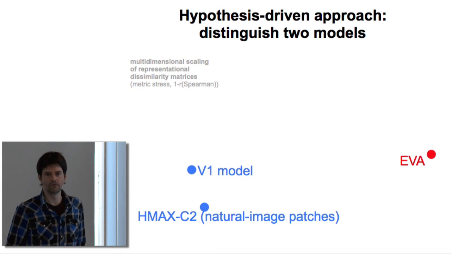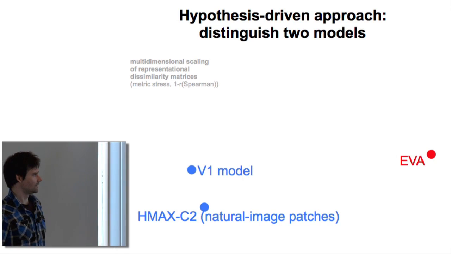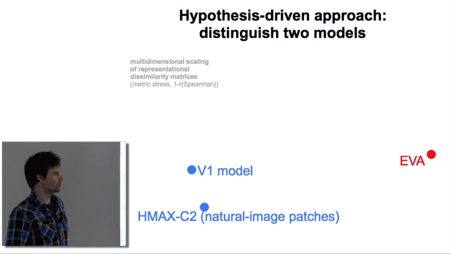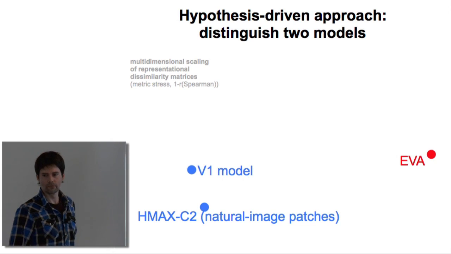However, the problem with this is that when we remove the assumption of just looking at this one dimension of the model space, we see something like this: our early visual dissimilarity matrix is about equally far away from both of these models, right? So the major thing here is that both of these models don't work.